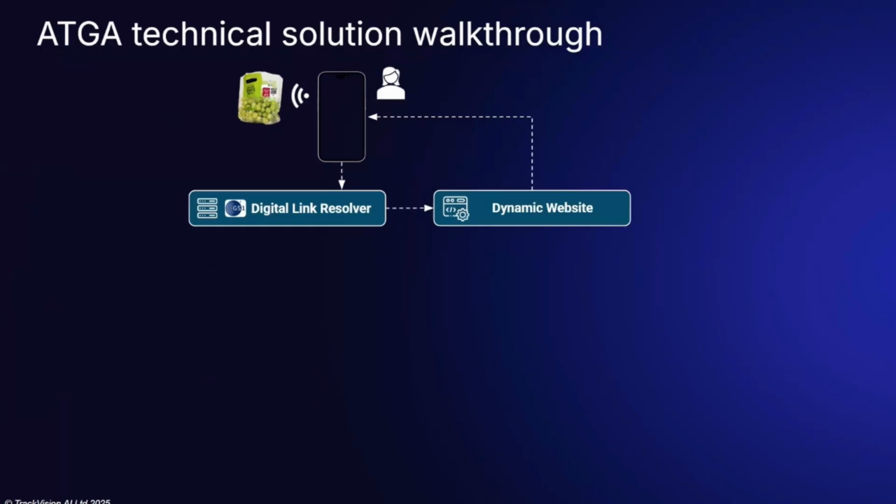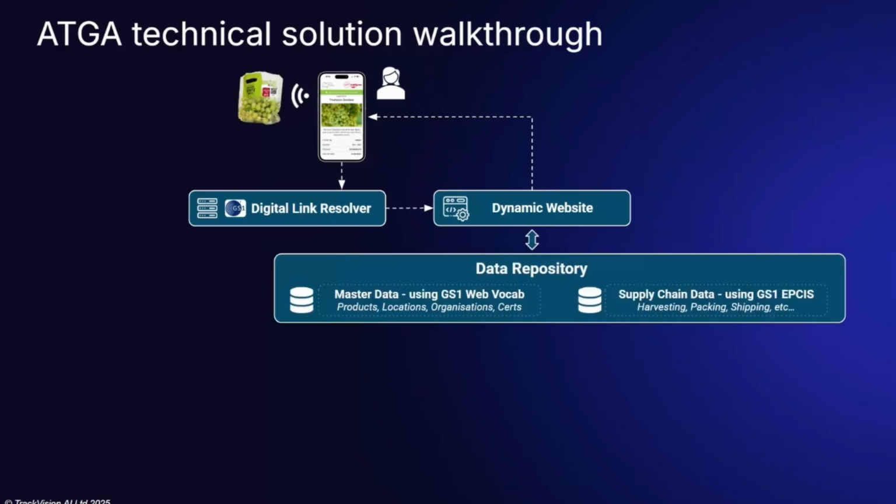So the next thing we need is, well, we need a website. It needs to be a dynamic website to display variable attributes like when the product was harvested and so on, right? So we've got a dynamic website as well, and that's going to actually push the web content back to the browser and render it on the screen. But how did that dynamic website know what to render? Well, that means we also need a data repository.